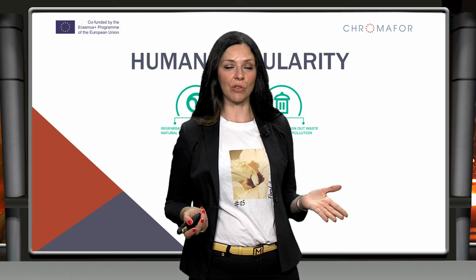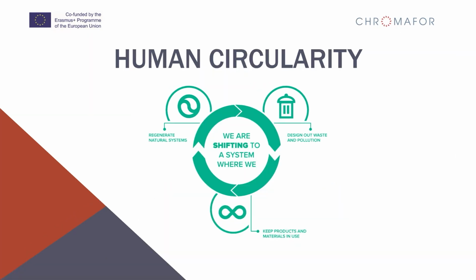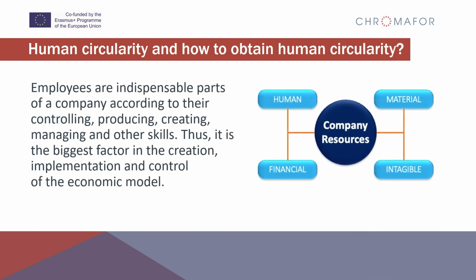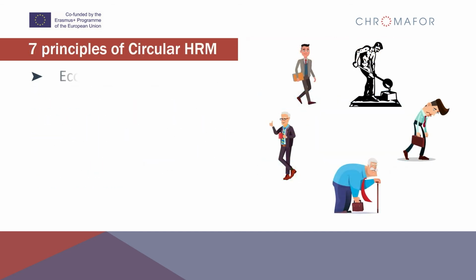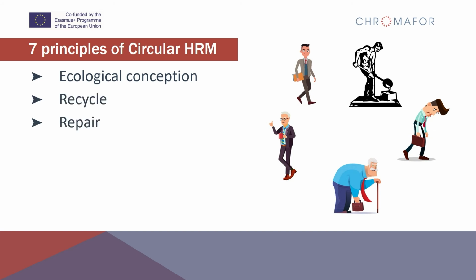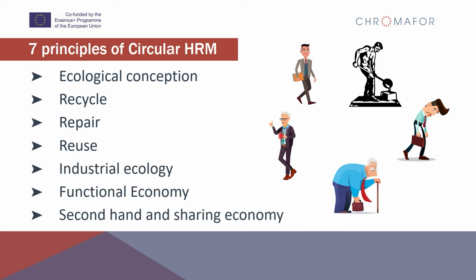Now let's move to the other topic. Let's talk about human circularity. We know that employees are indispensable parts of a company according to their controlling, producing, creating, managing and other skills. Thus, they are the biggest factor in the creation, implementation and control of the economic company and of the economic models. And there are, in general, seven principles of circular human resource management: ecological conception, recycle, repair, reuse, industrial ecology, functional economy, and second-hand and sharing economy.